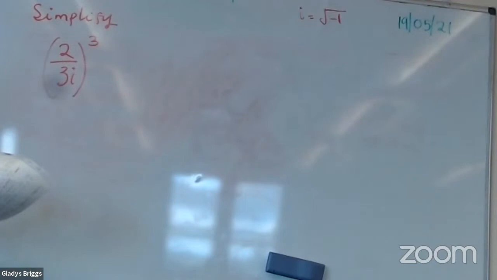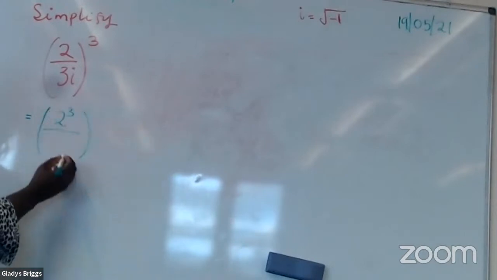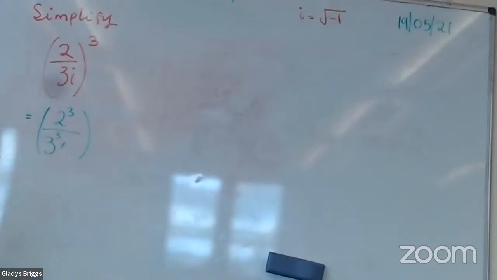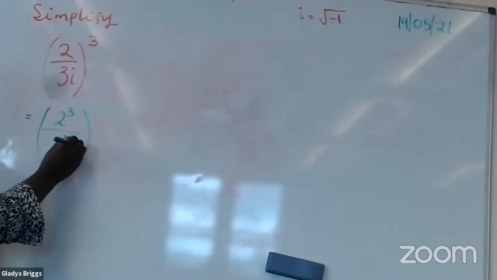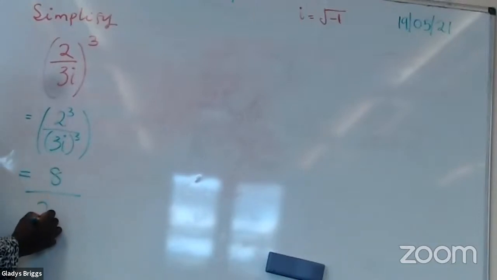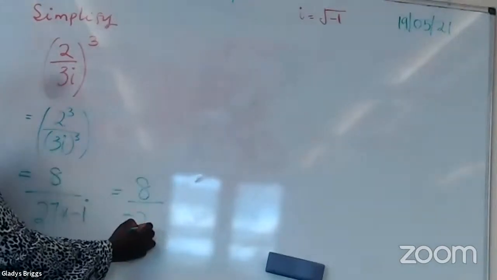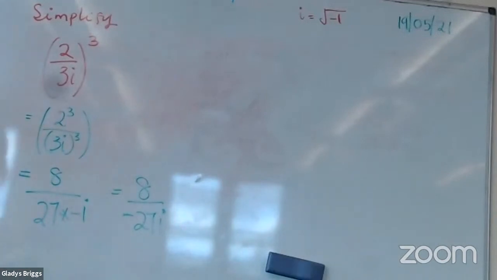So this here would be equal to 2 to the power of 3 over 3 to the power of 3 times I to the power of 3. Okay. Right, so this would be 8 over 27. I to the power of 3 is negative 1, or negative I. So that would be 8 over negative 27i. Okay, guys, is that what you got? Well done.